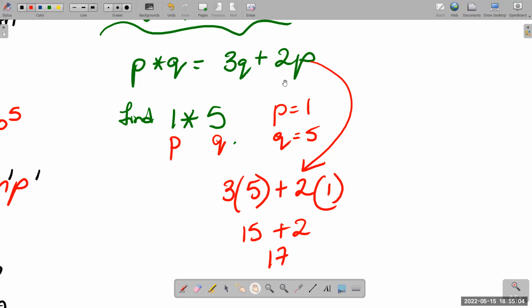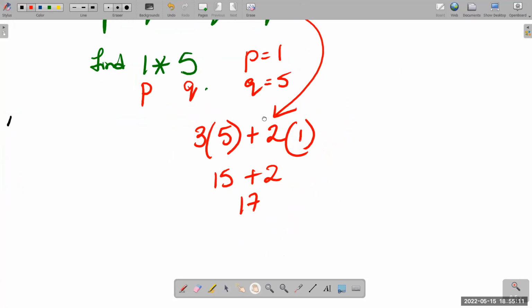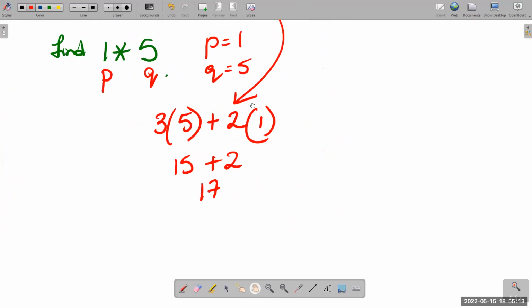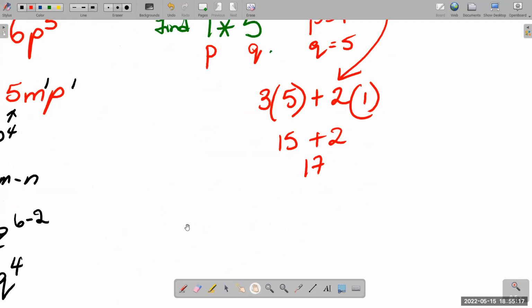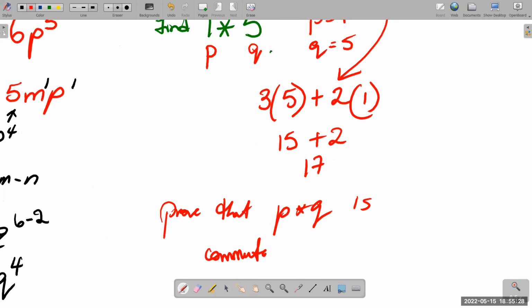Okay, so hopefully this made my point, which is don't take nothing for granted. Pay attention to everything. Read carefully. All right, everybody understand the essence of binary operation? Suppose my next question says, prove that P star Q is commutative. Anybody remember what commutative means?